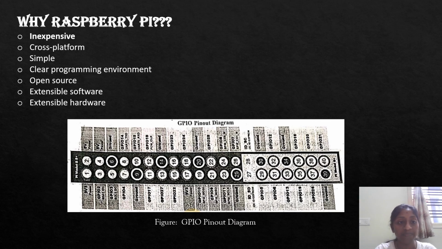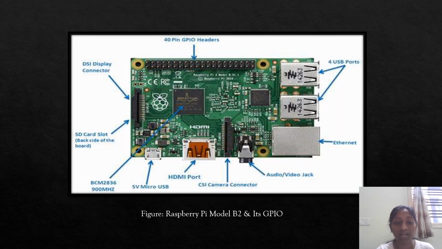Why Raspberry Pi? We prefer Raspberry Pi because it is inexpensive, cross-platform, has a simple, clear programming environment, is open source, and has extensible software and extensible hardware. The below diagram is the figure which represents the GPIO pin-out diagram. This is a figure which represents Raspberry Pi Model B2 and its GPIO.